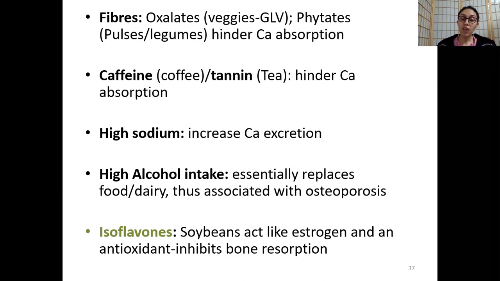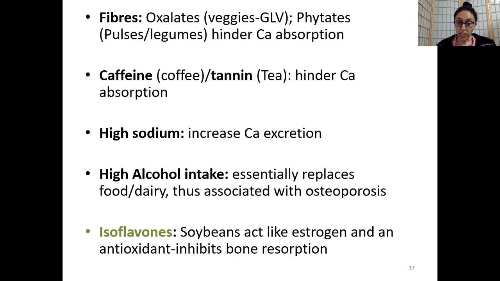Then you have high alcohol intake. Basically, the issue with alcohol is like the issue you have with soft drinks. At an epidemiological level, studies have shown that high alcohol intake will replace dairy in the diet, and therefore this is associated with osteoporosis. And of course, as you know, alcohol hampers a lot of other nutrient absorption as well.